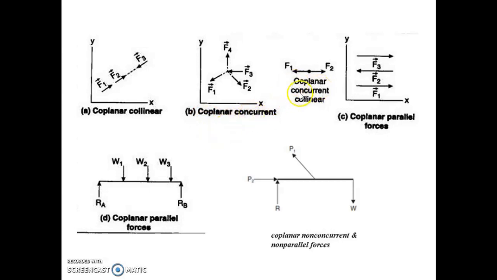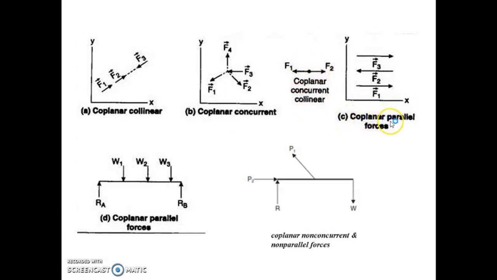Moving next to coplanar concurrent collinear force system. Coplanar, you know, that is single plane, the forces are acting. Concurrent, that means they are emerging or meeting from a single point. And what is collinear? They are lying on the same line.